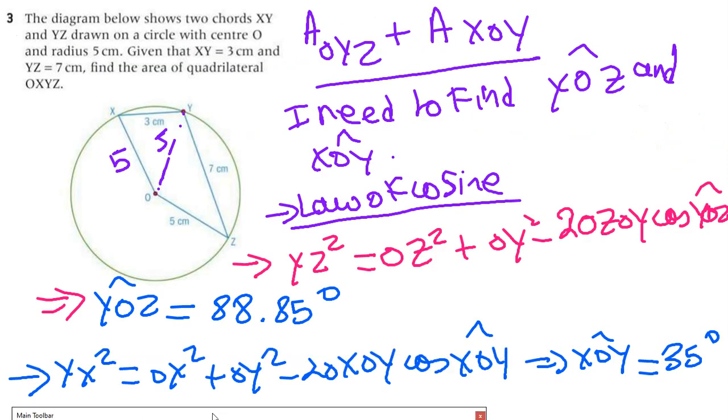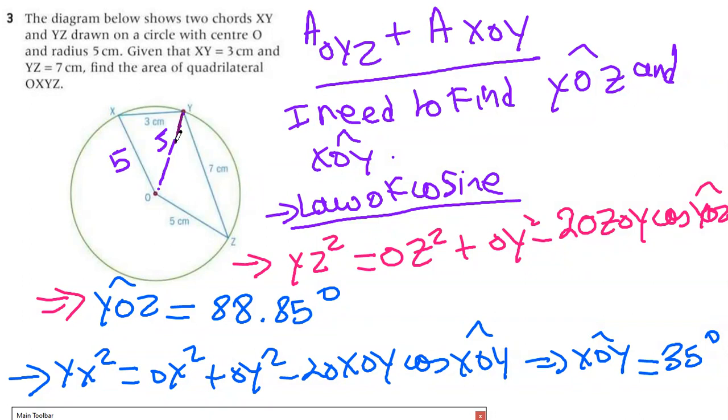Exercise 3. The diagram below shows two chords. I have XY and YZ, and I have a circle of center O. The radius is 5. I have 3 here and 7. Find the area of the quadrilateral.